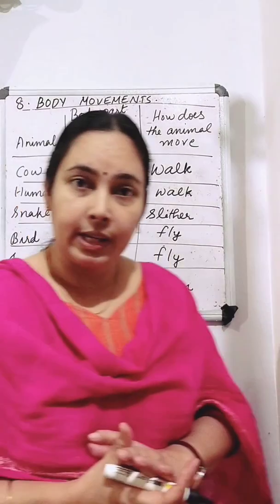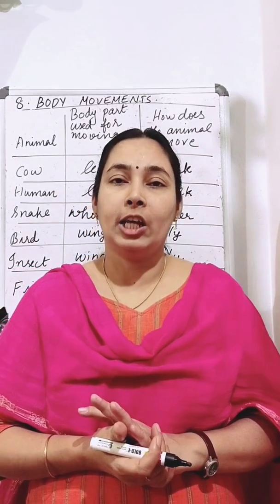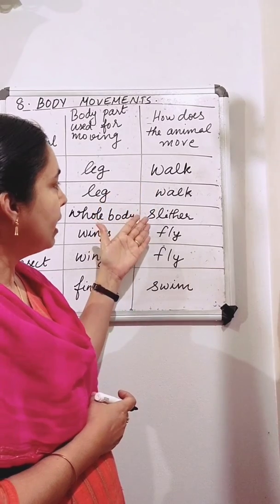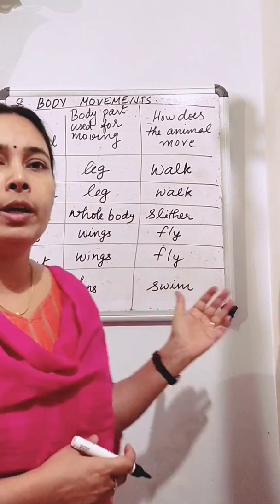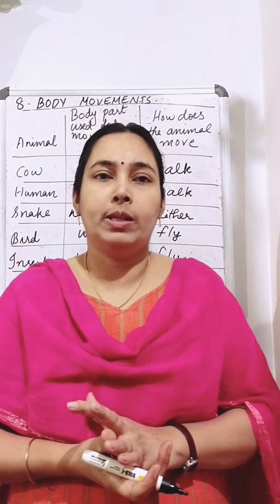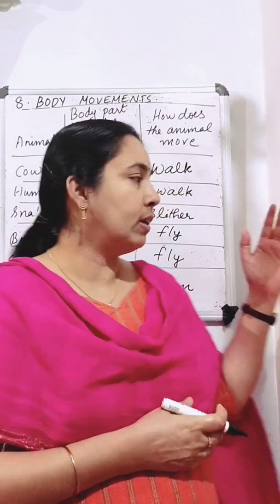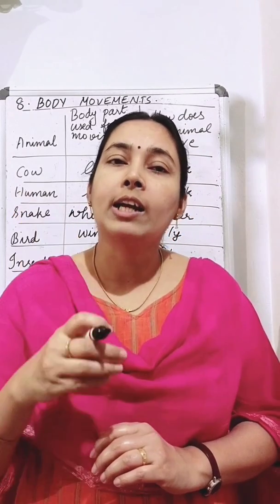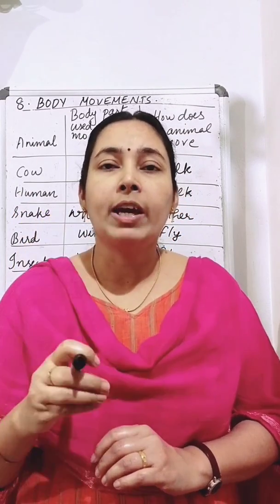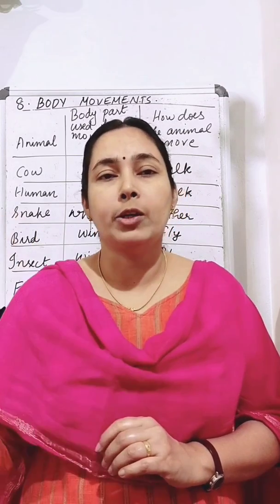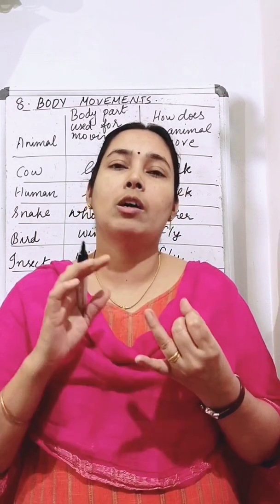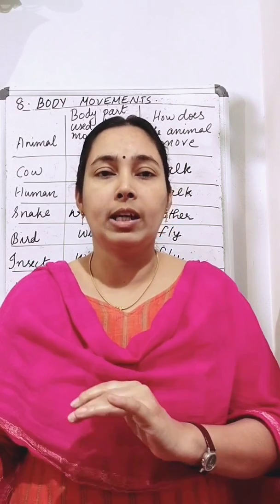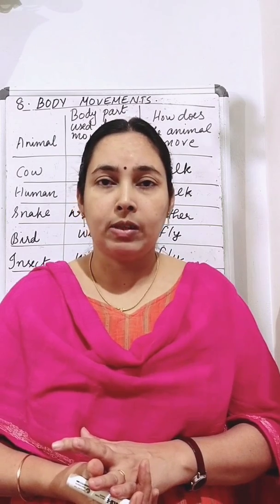Okay. So you take your textbook and fill that table. We saw walking, slithering, flying, swimming. So many different types of movements we can see. These are some of the ways in which animals move from one place to another. Some will walk, some will fly, some will swim, some slither, some will crawl, some will creep.